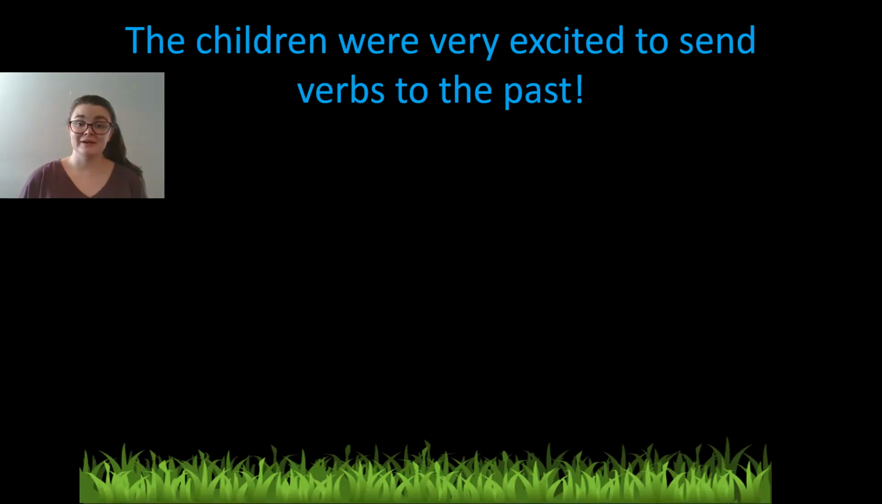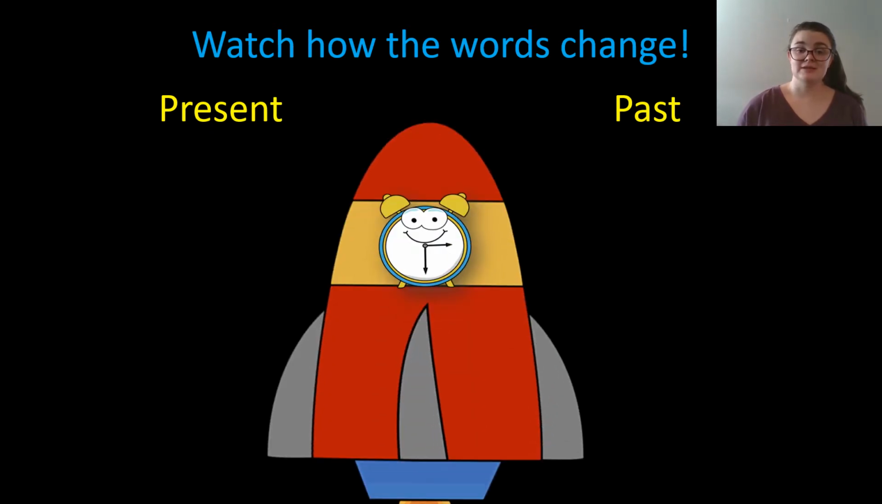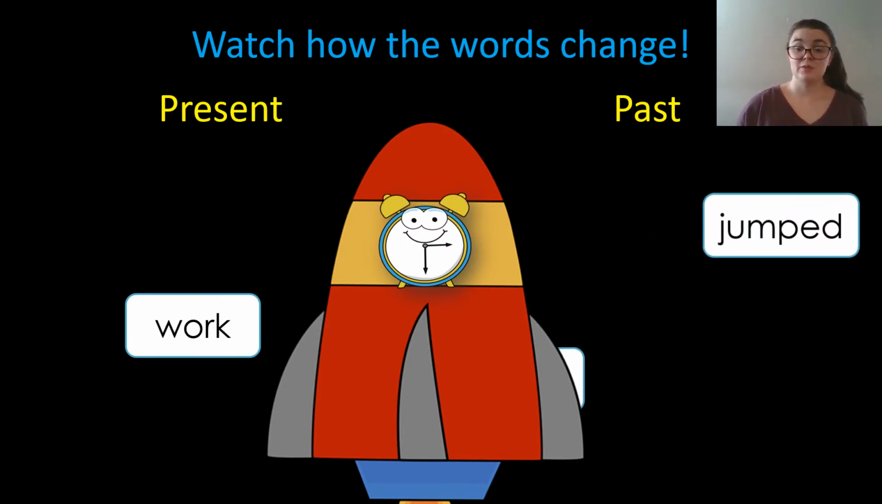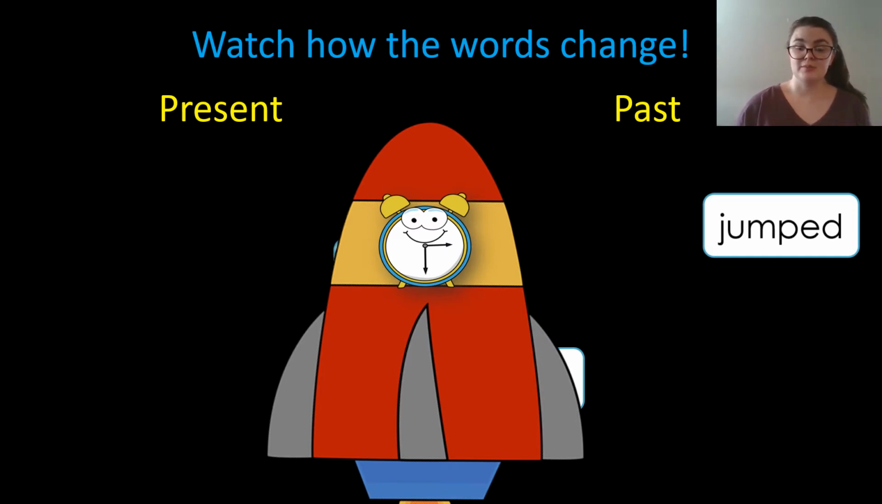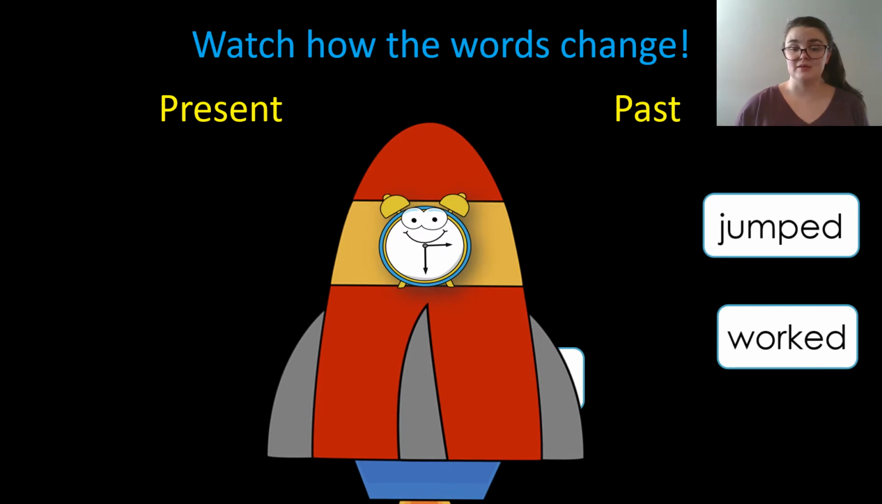The children were very excited to send verbs to the past. Watch how the words change. In the present tense, we would have the word jump. When it changes to past tense, it becomes jumped. When we have the word work and we change it from the present tense to the past tense, the word becomes worked. And when we have the word ask in the present tense and we change it to the past, it becomes asked. What do all three of these words have in common in the past tense?